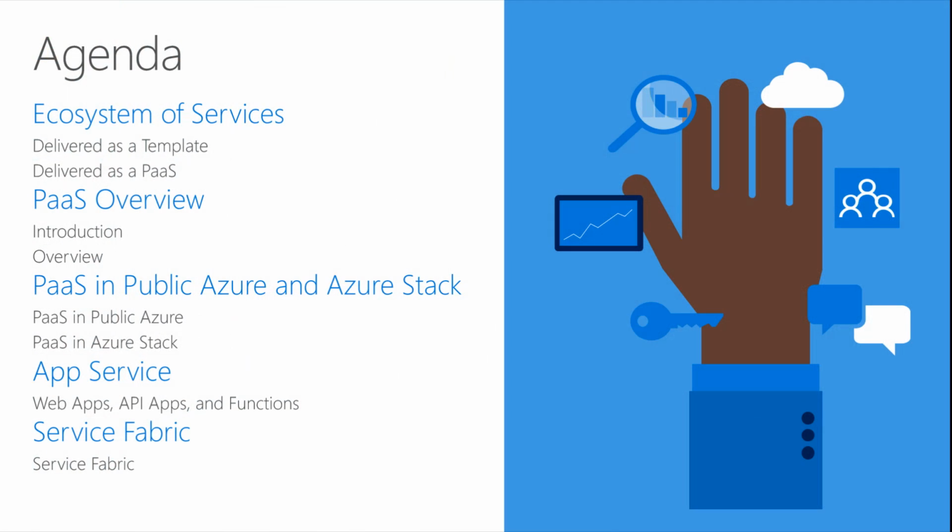What we'll look at here is the ecosystem of services, what things are delivered as PaaS, and of course we'll even define what PaaS is to make that clear if it's new to you, versus those things delivered as a template. So we'll give the PaaS overview, comparing and contrasting against IaaS and SaaS, and PaaS in public Azure and Azure Stack. Again, what is similar and how they're different.